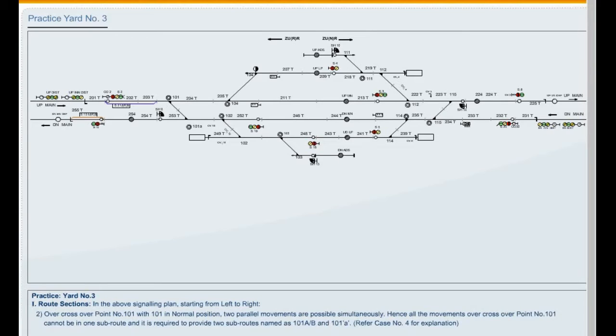Over crossover point number 101 with 101 normal position, two parallel movements are possible simultaneously. Hence, all the movements over crossover point 101 cannot be in one subroute, and it is required to provide two subroutes named as 101 A by B and 101 small a. Click on case number 4 for explanation.